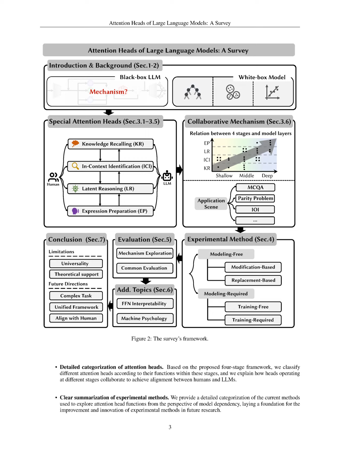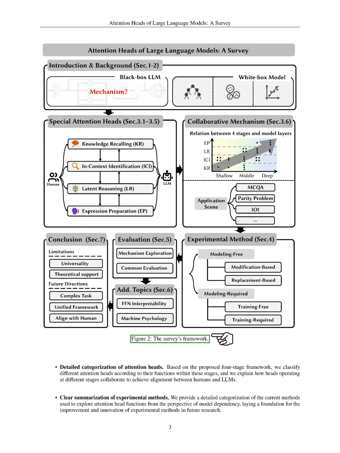Section Summary. In this section, we introduce key terms related to reasoning mechanisms in deep models, such as circuits, which represent the reasoning logic, and the residual stream, which facilitates information transfer between layers. We also explore the analogy between attention heads in LLMs and human cognitive processes, highlighting their roles in knowledge recalling, in-context identification, latent reasoning, and expression preparation.